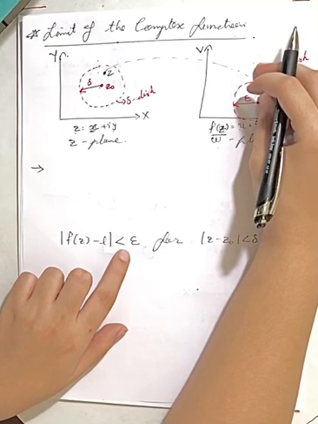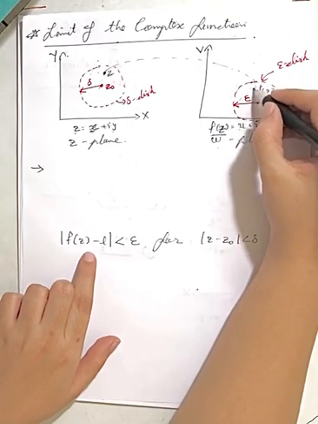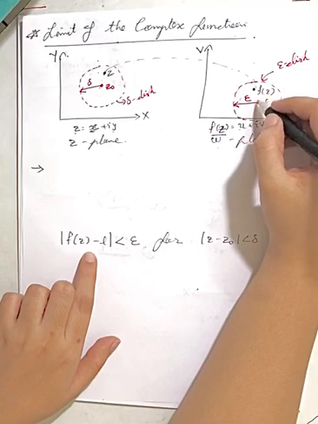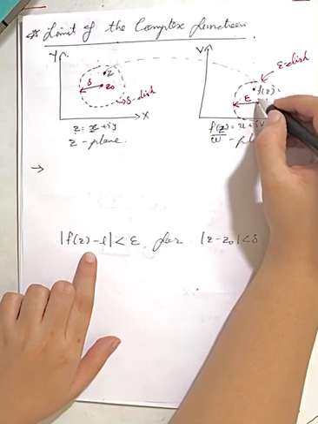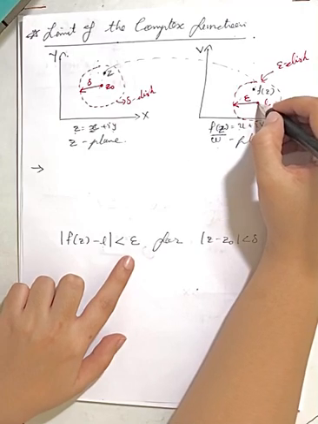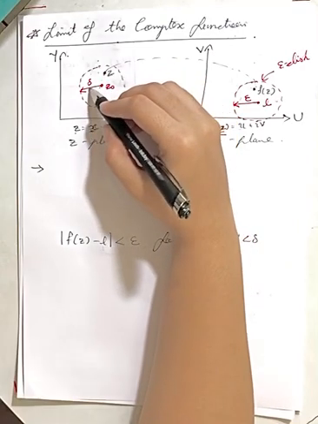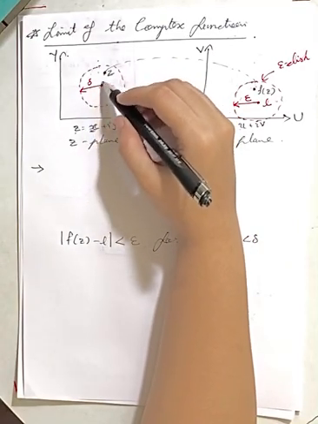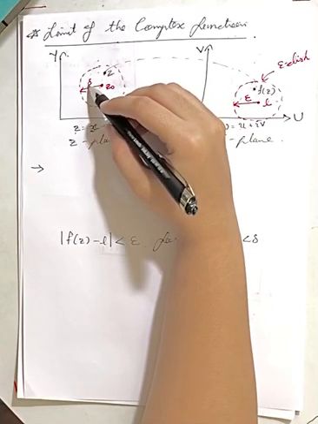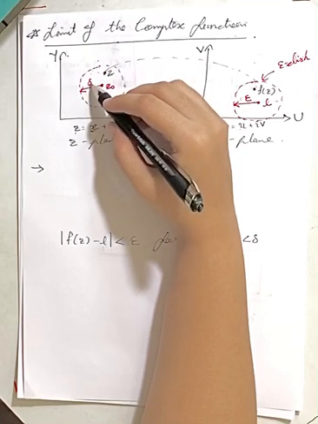So this is less than epsilon, that means we are constraining the f of z point to be within the region of radius epsilon. Then only the difference can be less than epsilon. For z minus z0 to be less than delta, the same condition applies: z minus z0 has to be less than delta. That means z cannot be outside this region, otherwise it will be greater than delta.